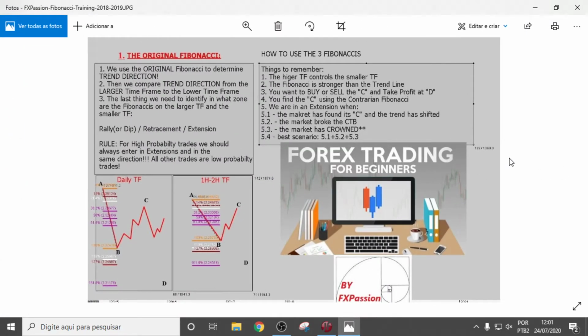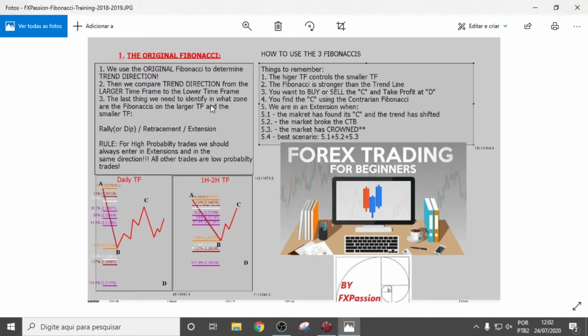And everybody, finally, right, the picture. So we are learning about the Fibonacci of the confirmation, right? So take a screenshot, everybody, of this picture, or send me an email or whatever. So this is the original Fibonacci, and just quickly we are going to read. Number 1, we use the original Fibonacci to determine trend direction. Number 2, then we compare trend direction from the larger time frame to the lower time frame. Number 3, the last thing we need to do is to identify in what zone are the Fibonacci's on the larger time frame and the smaller time frame.